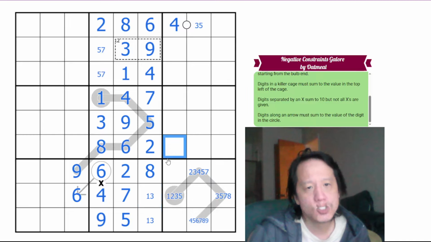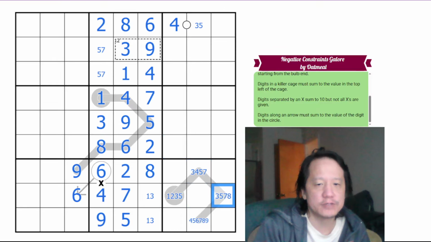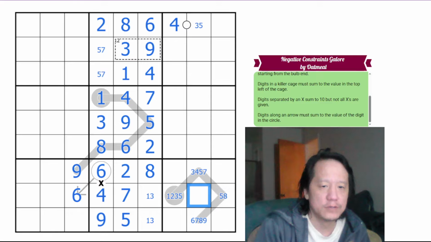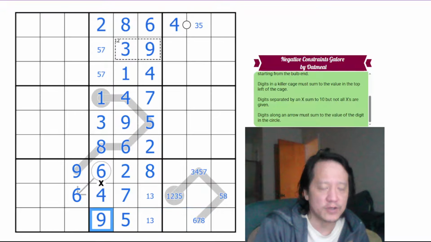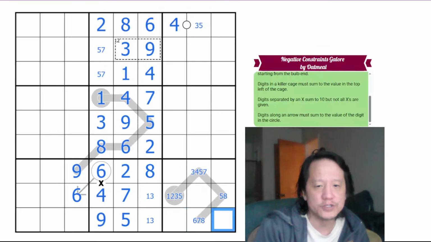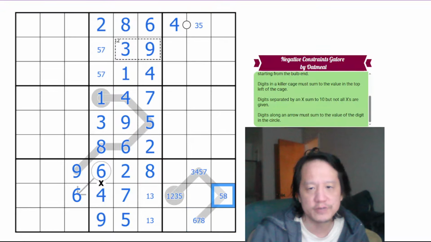Okay. What else? This cannot be 2. So since this can't be 2, this can't be 3, that can't be 4. This can't be 5. This can't be 7 anymore. This can't be 9 because of the 9 in the row. So this digit must be smaller than this. If this is 8, it's not going to be. So this has to be a 5.